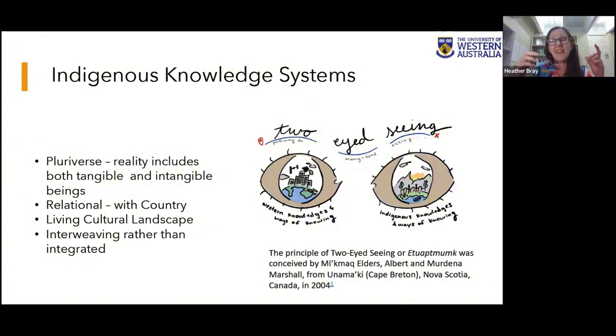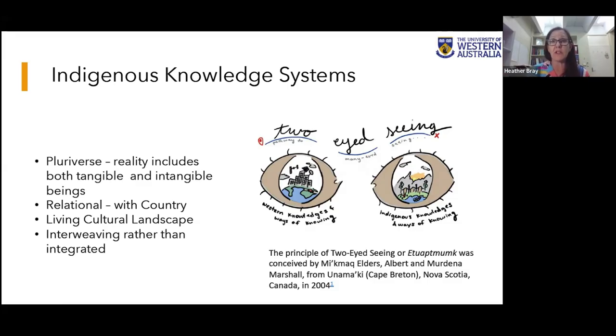And the first is that the ontology, the question of what is reality, is very different to our Western knowledge systems that many of us might know. And that is that the reality includes both tangible and intangible beings. We could call them spirits if you want, but really that idea that there is a pluriverse, there is a hidden universe within our own that those of us who are settlers cannot see, but this is alive and real and living for our Indigenous people.